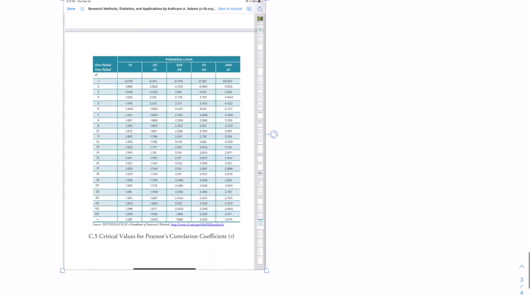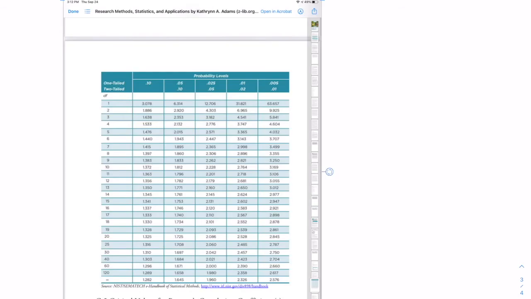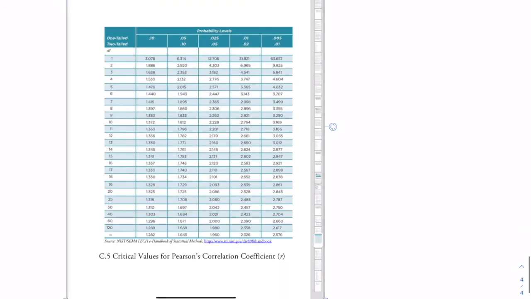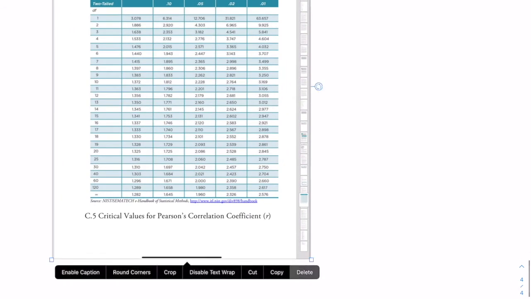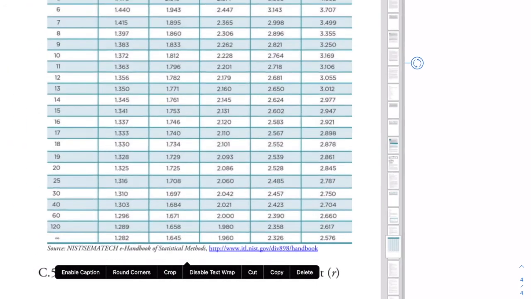Let's give ourselves a new page. I can make this bigger. Let me just jot down a couple of things. Well, I don't even need to do that. Let me just stretch this even bigger. There we go.